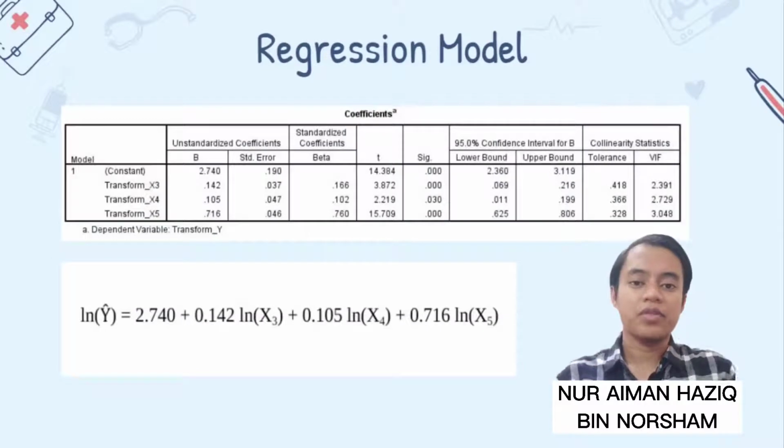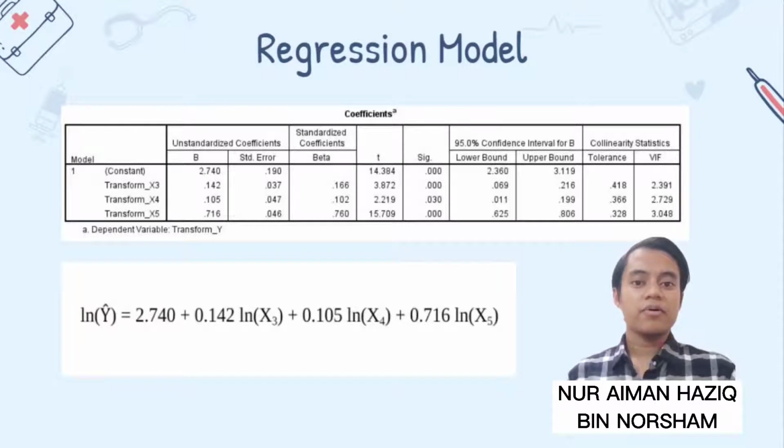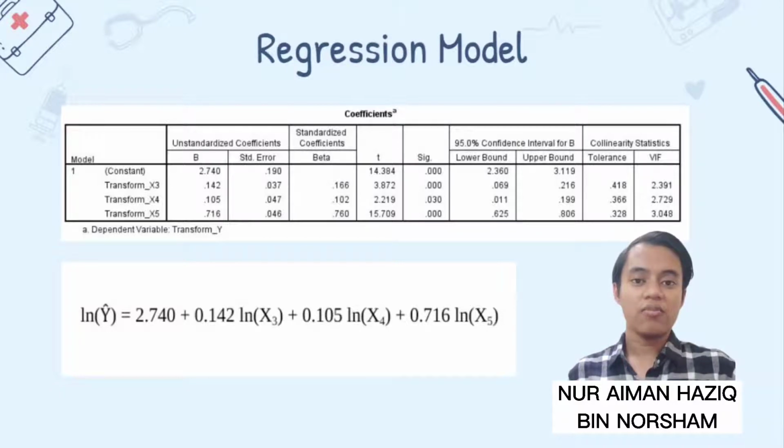Alright, for the final model, we've got another version of the regression model. The variables are labeled as transform Y, transform X3, transform X4, transform X5. For each transformed variable, we apply ln Y and ln X to make this final model. Therefore, the new equation is ln Y hat equals 2.74 plus 0.142 ln X3 plus 0.105 ln X4 plus 0.716 ln X5.